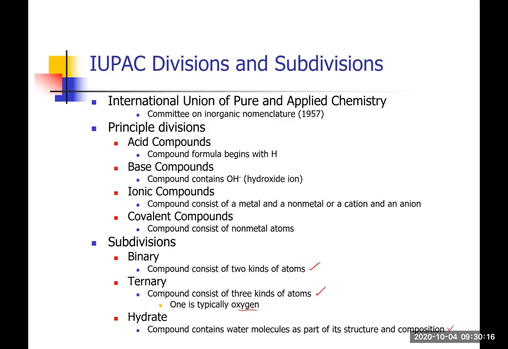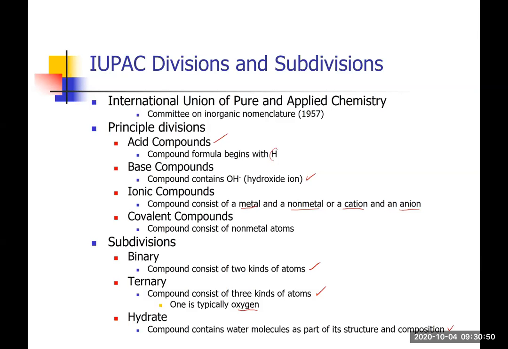The principal divisions include acid compounds, and those are compounds that begin with hydrogen. Base compounds, or in this case, we're going to name hydroxide base compounds. Ionic compounds that consist of a metal and a nonmetal, or we could alternatively say they consist of a cation and an anion, because metals have a tendency to give up electrons to get the electron configuration of the noble gas closest to them, and therefore have positive oxidation states.